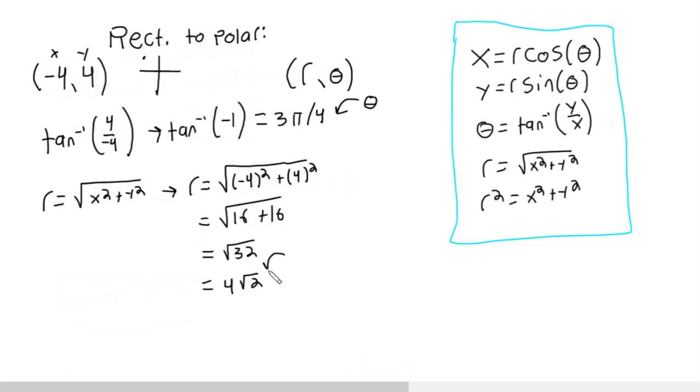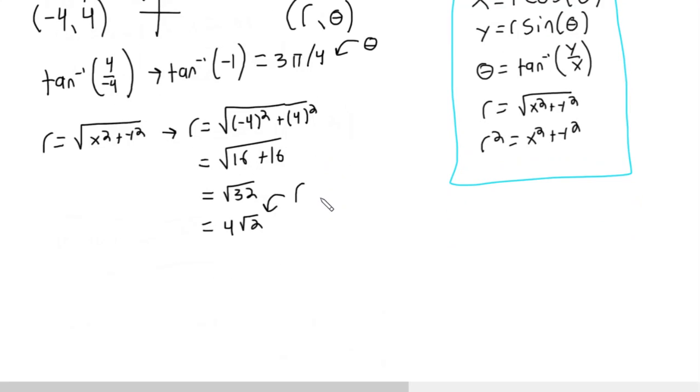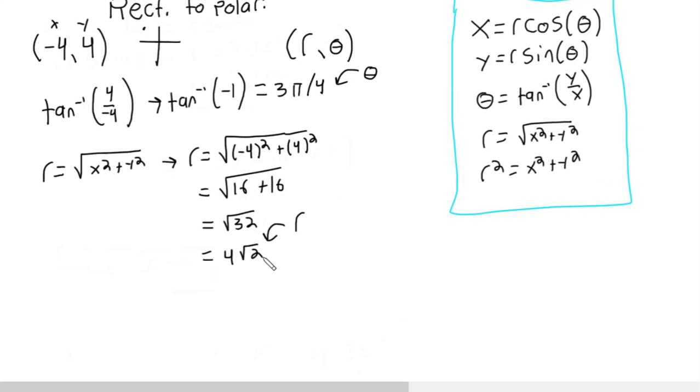So this is my r value. And that's all there is to finding this. It's really pretty easy. So what I'm going to do is I'm just going to write my final answer as, remember, it's r and then theta. So 4 rad 2, comma 3 pi over 4. And we're done.